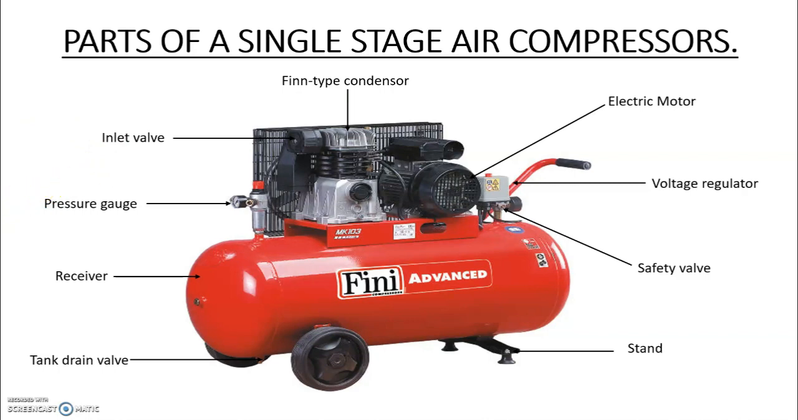We have the next part, which is called the pressure gauge. This is the pressure gauge. What does it do? The pressure gauge indicates the amount of compressed air inside the receiver. That is giving us information about the pressure of the compressed air inside the receiver or the tank.